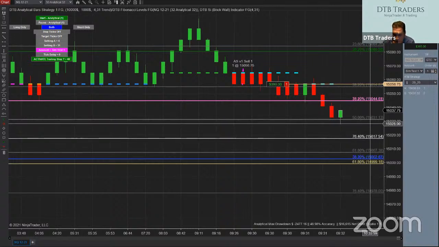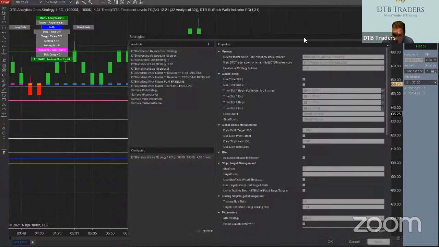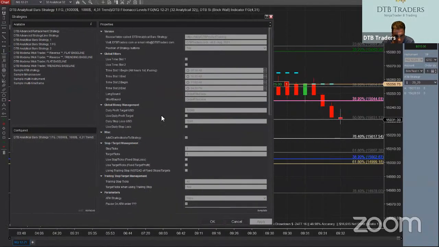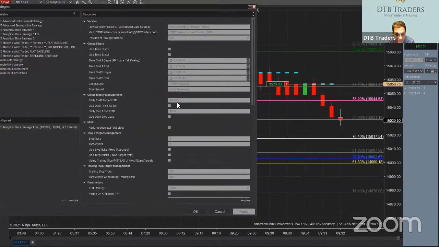You can also set up in your strategy settings a daily target. If you want to select a $500 daily target, you can put that in there. A 1,000 daily target, whatever value you want to put in there, you can select that, and the strategy will automatically pause when it hits that value and it won't enter any more trades.